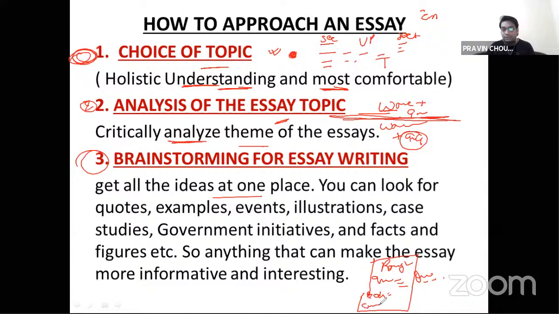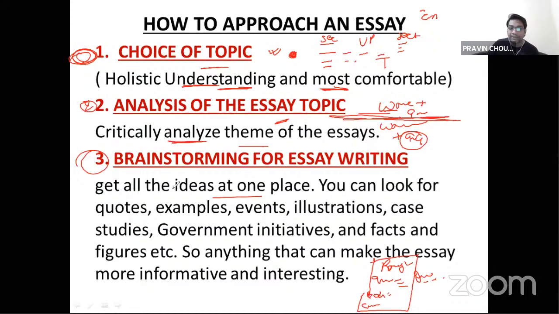And then the conclusion. In the conclusion, what you are going to conclude yourself, what you are suggesting to the government, what should be the future plan of the government, or you basically summarize your whole essay, whatever you have written in your introduction and body part.